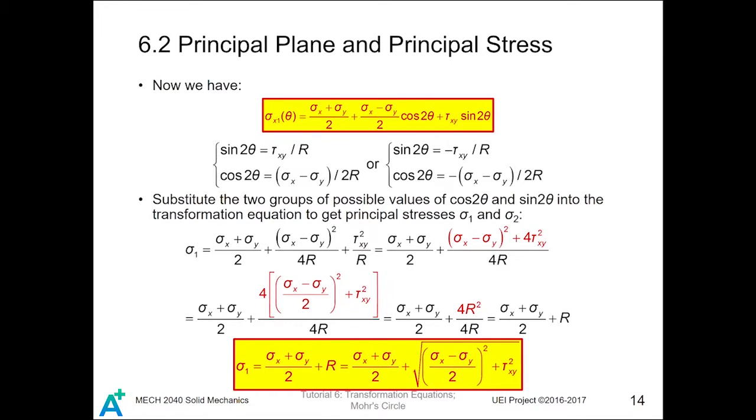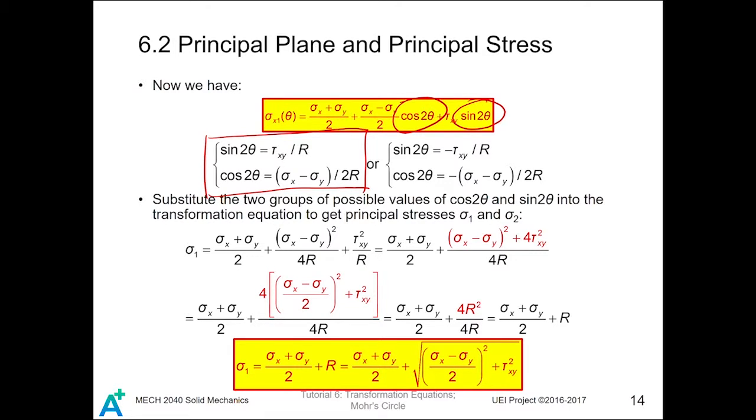Now let's consider the principal stress, which is the direct stress sigma x1 theta. The transformation equation says this. The reason why we write tangent 2 theta as sine 2 theta divided by cosine 2 theta is that in the transformation equation we only have sine 2 theta and cosine 2 theta. So by writing tangent 2 theta in this way, we can do the direct substitution into the equation. Let's substitute the two groups of possible values of cosine 2 theta and sine 2 theta into the transformation equation.